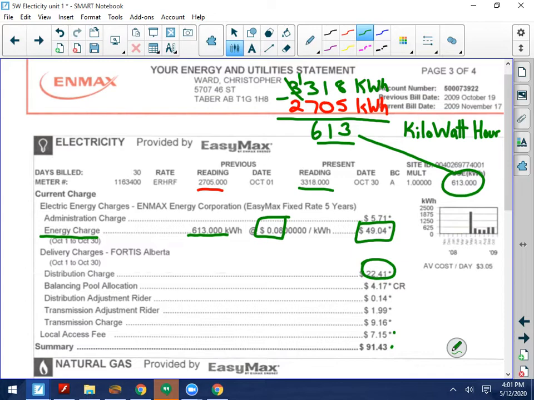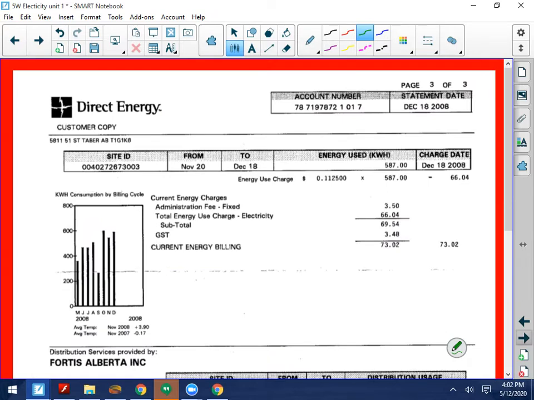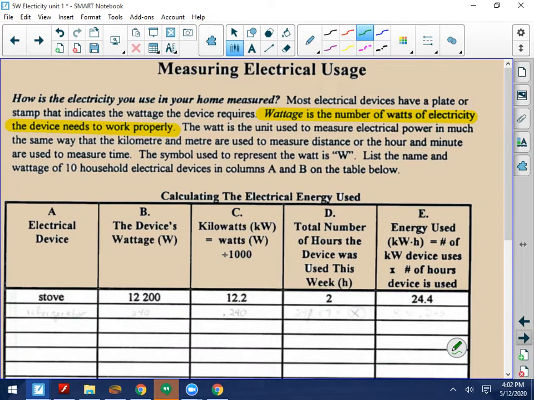So energy, that's another bill from another power company. So let's just look at this page here. I'm just going to read it to you.